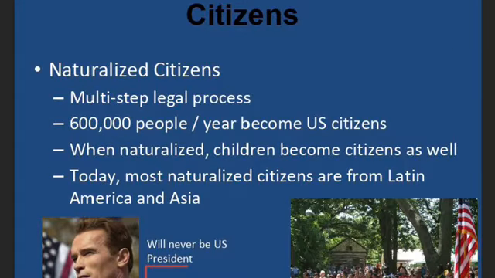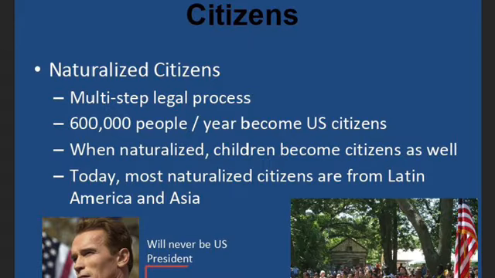Question 4 asks, what right do native-born citizens have that naturalized citizens do not? Once you are a naturalized citizen and you have become a citizen of the United States, you can do everything that a citizen from birth can do except one thing, and that's by the picture there of Arnold Schwarzenegger. You cannot become president of the United States.